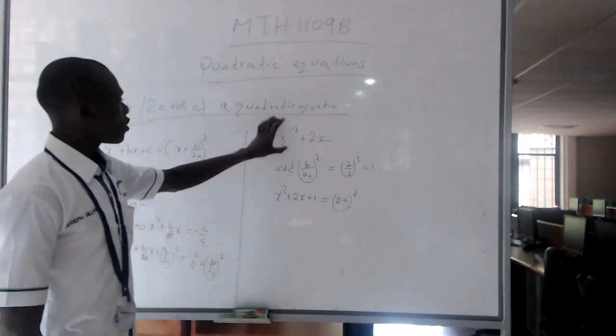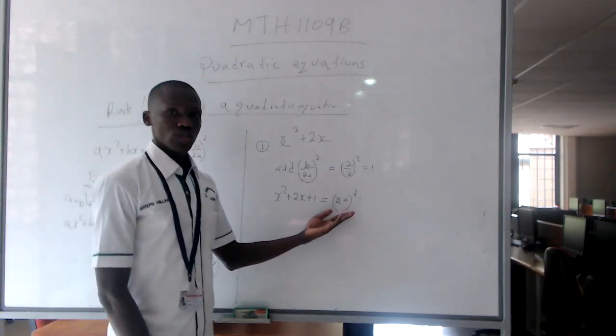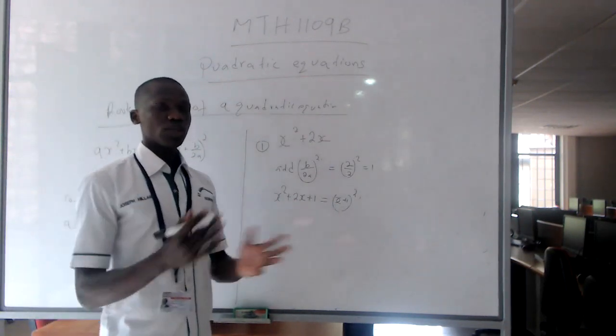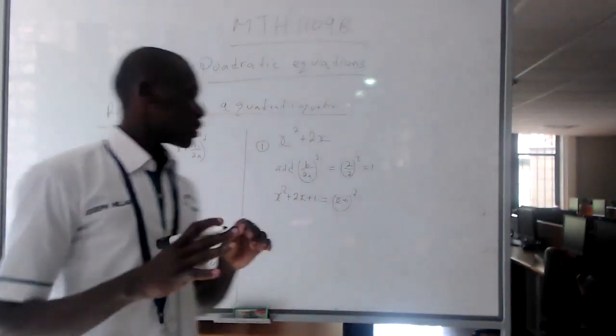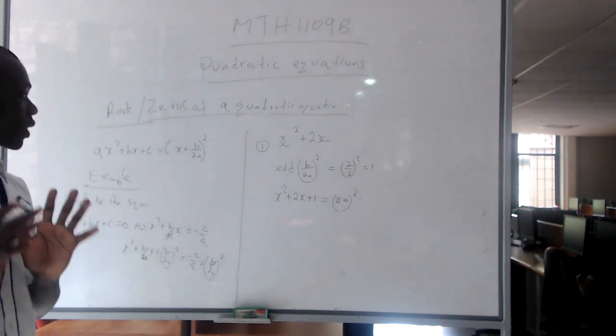Suppose I was to solve this kind of quadratic expression, then I would simply need to get this to 0 and then use the property of real numbers that the product of two real numbers is 0 only if one of them is 0.